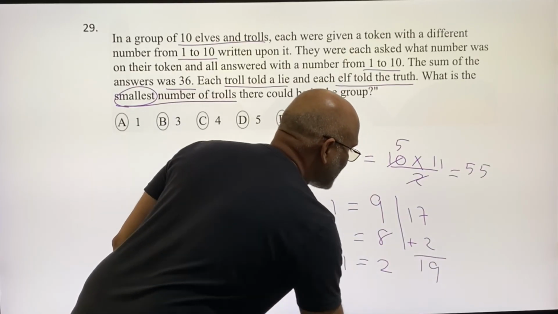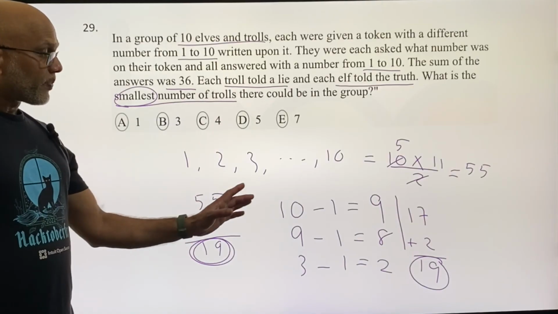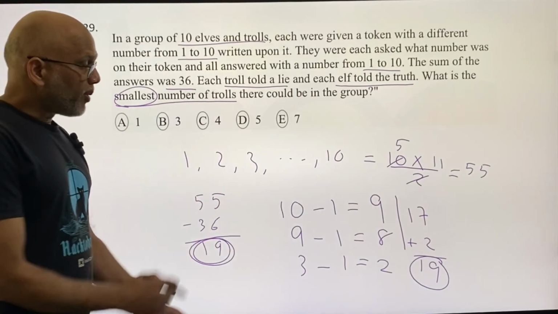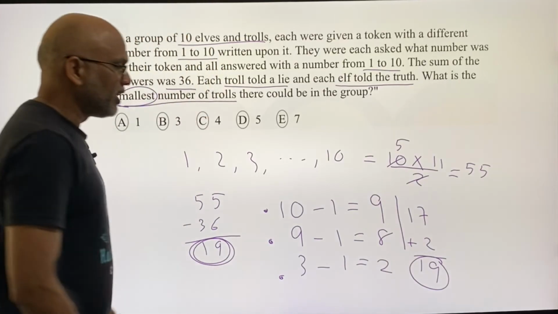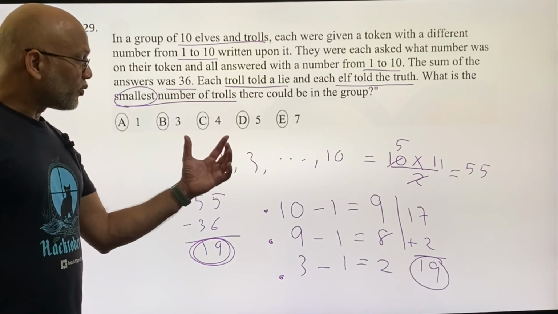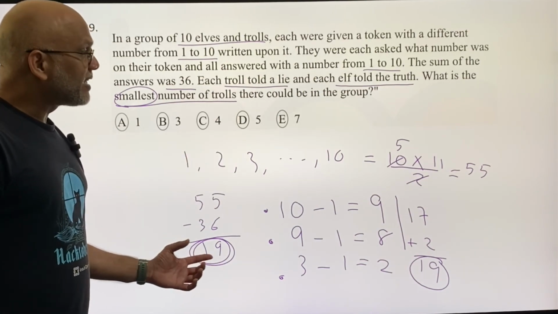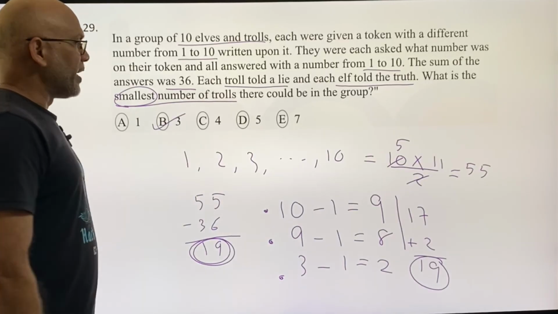is 19, right? So as you can see, we need a minimum of 3 trolls. 1, 2, 3 trolls. So we need a minimum of 3 trolls to lie so that we get the sum 19 less than we should. So then the correct choice is B.